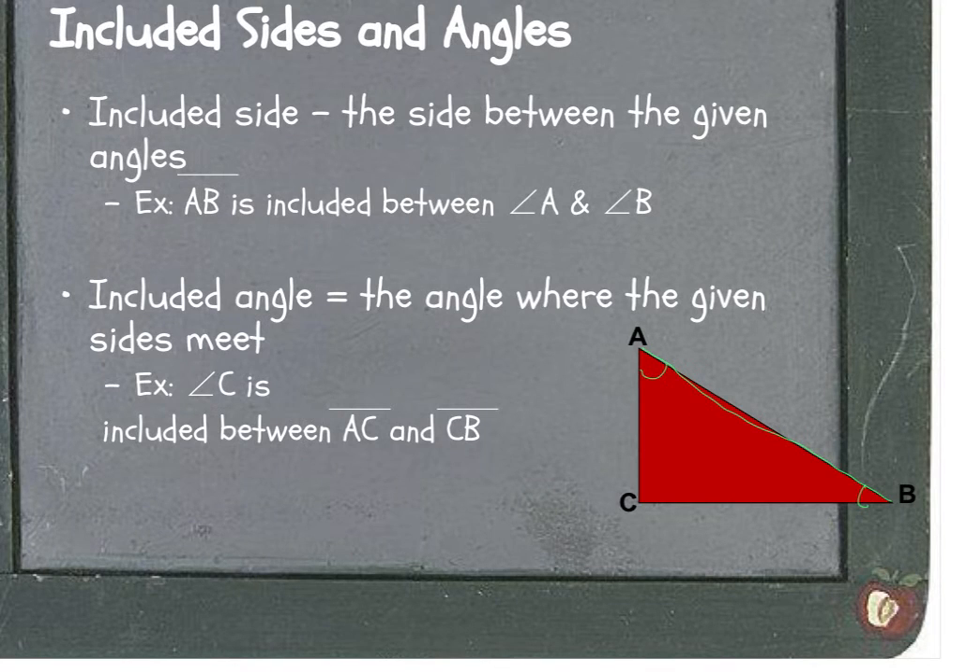The included angle is the angle where the given sides meet. So for example, if we're looking at angle C, that's this angle right here. AC and CB would be the two line segments that include angle C. So our included angle would be C. And you can also look at it by the letters, right? So in between AC and CB, the repeated letter was C, so our included angle would be angle C.